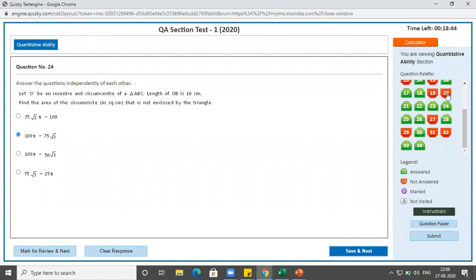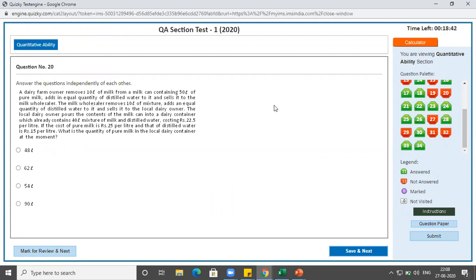The probability question seemed, I'd say, a little challenging at first, considering there had to be a lot of cases, but it turned out to be easy. Next, a dairy farm owner removes 10 liters of milk from a can containing 50 liters of pure milk.